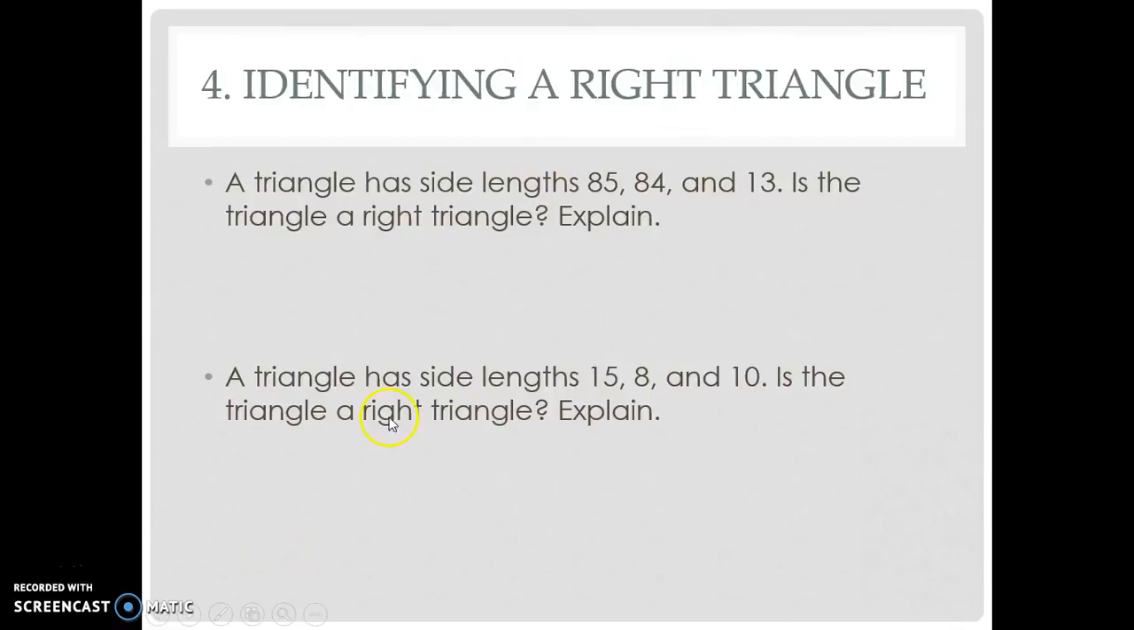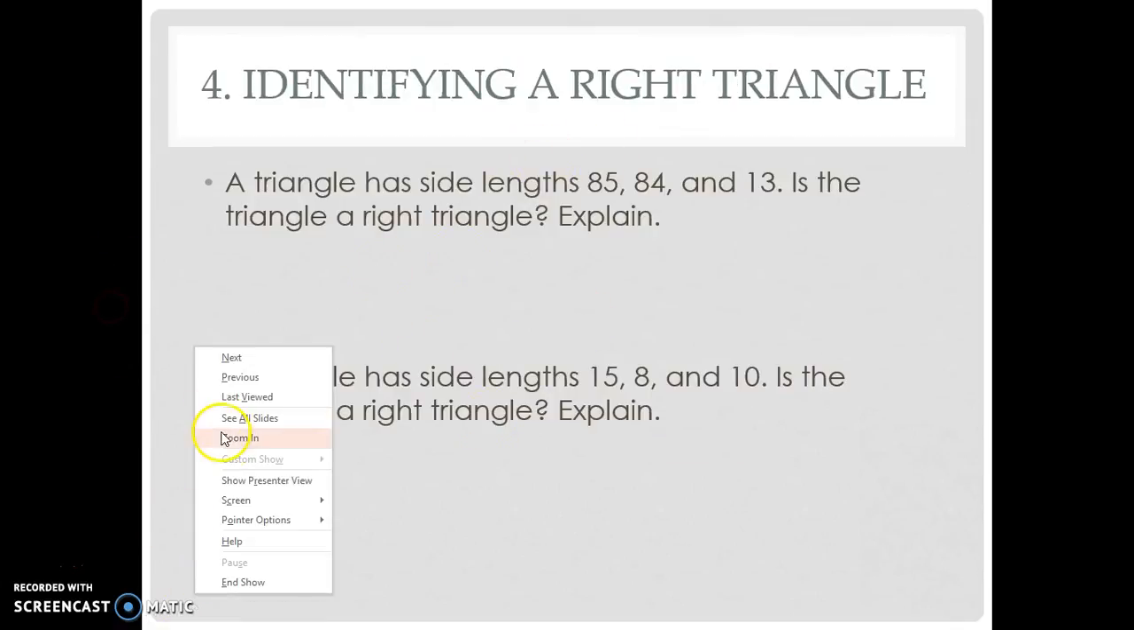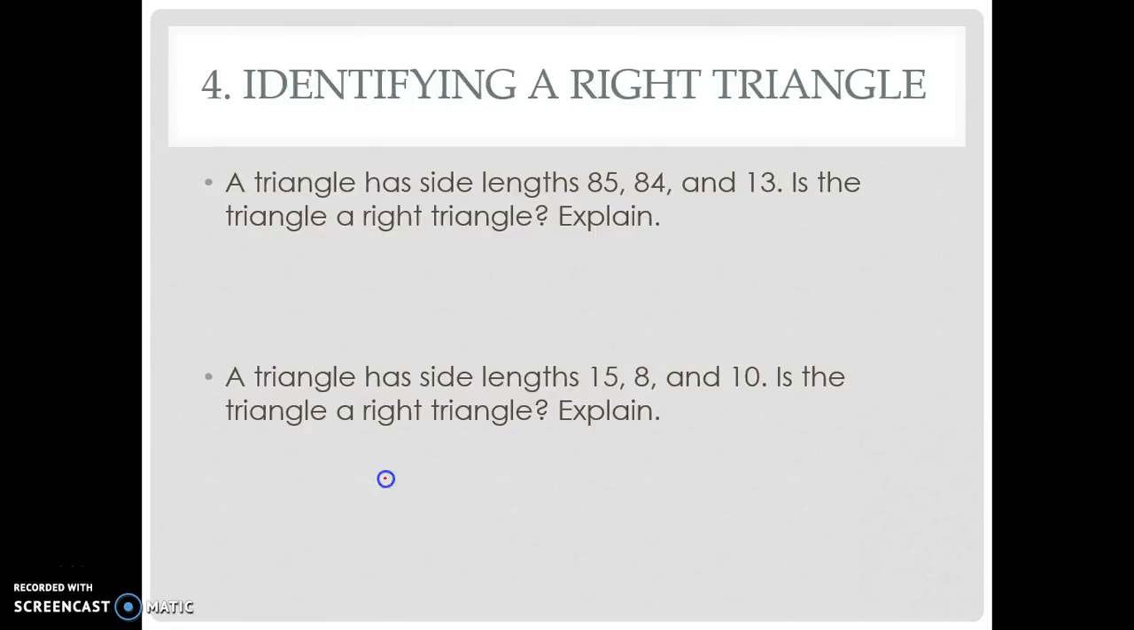So I'm not telling you it's a triangle, you're telling me it's a triangle. So here I have the examples. Let's go ahead and get a pen, pointer options, pen, and then let's do this. The triangle has side lengths of 85, 84, and 13. Is the triangle a right triangle? In this case, they're not put in order from least to greatest, and we need them to be. So we're going to say 13, 84, and 85.